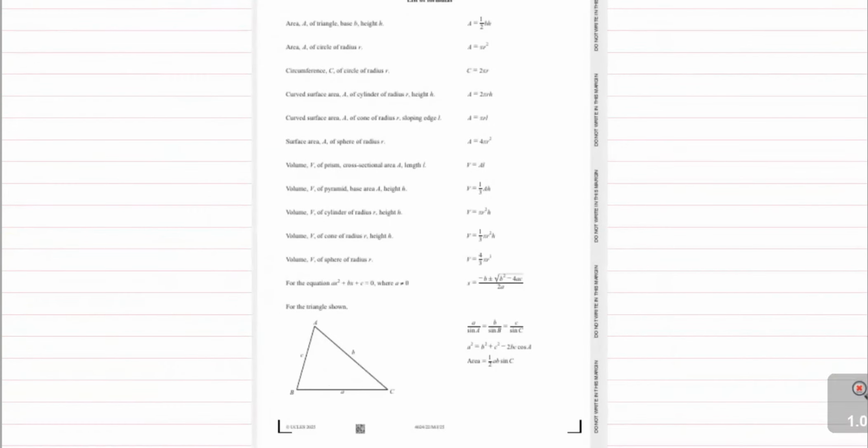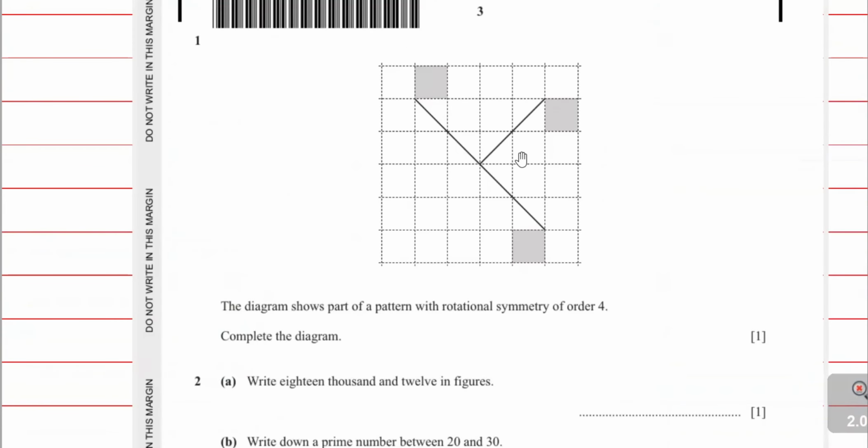Let's start. First question of this paper. Question 1. The diagram shows a pattern with rotational symmetry of order 4. Complete the diagram. Look here, we have to shade the box according to rotational symmetry order 4.